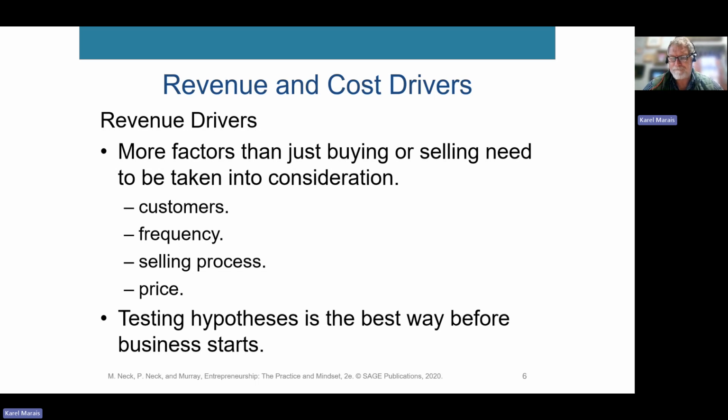Your selling process. How are you selling your product, and how is that driving your revenue? Is your selling process an easy selling process? For example, I don't watch much television, but I do like watching YouTube, because I like watching real stuff. I don't watch movies.